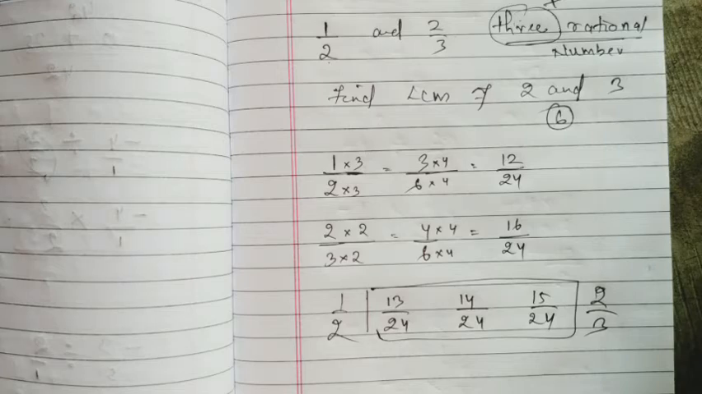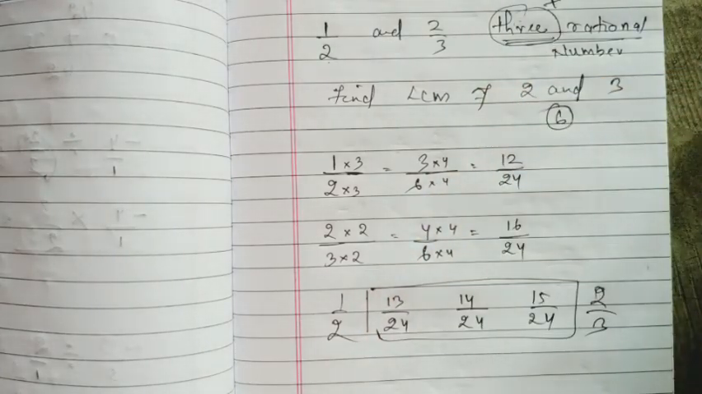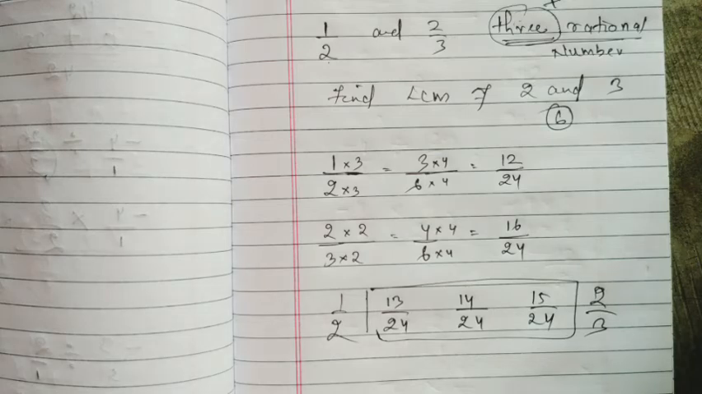Okay. In this way, if we want to find 5 rational numbers, then we have to multiply with 6 after making the denominator the same. If you want to find 10 rational numbers between 1 by 2 and 2 by 3, then you have to multiply by 11 after making the denominator the same. Clear to all of you?